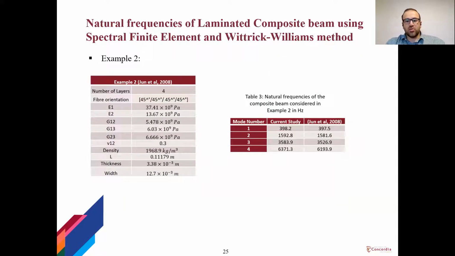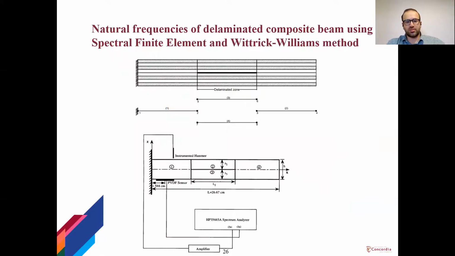Another laminated composite beam with simply supported boundary conditions is considered. So the stacking sequence now is different. This is shown at the top. It is 4 layers, and the material properties and geometrical properties are also given. The obtained natural frequencies are shown in the table and on the right, and they're compared with the results obtained from previous studies, and it shows a good agreement.